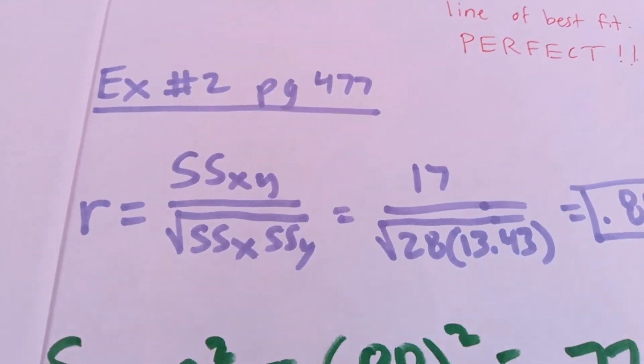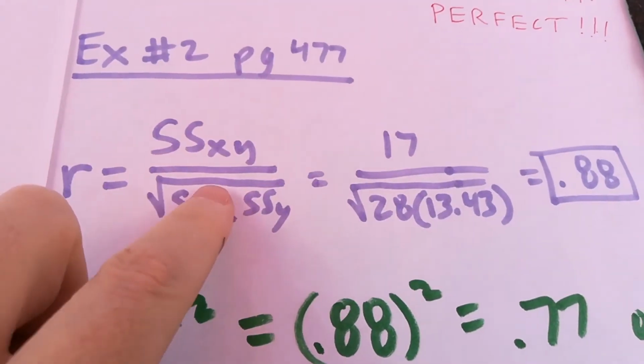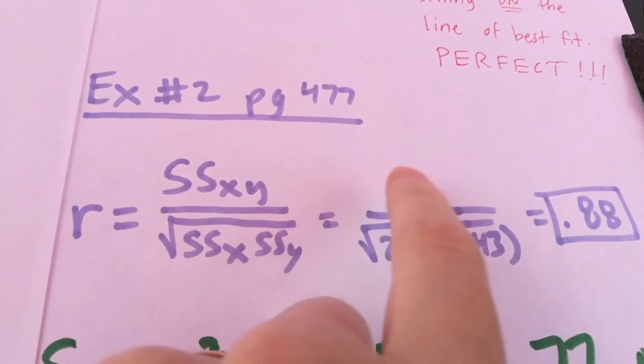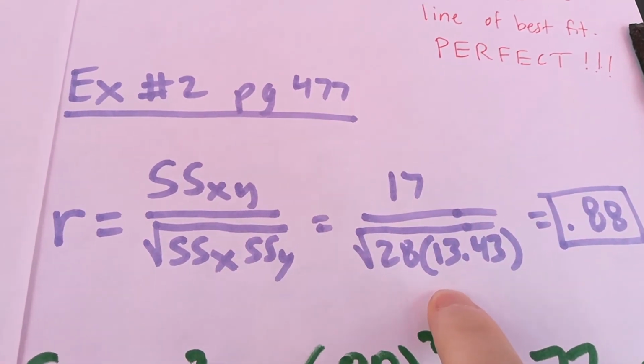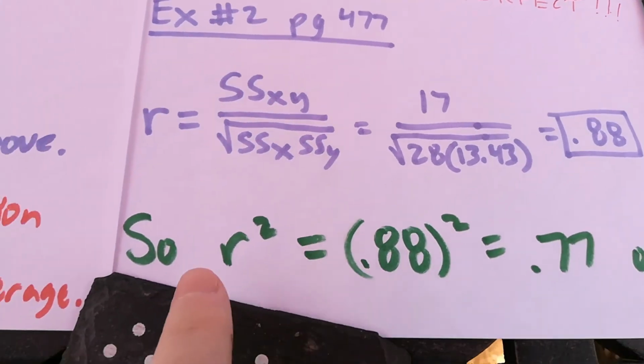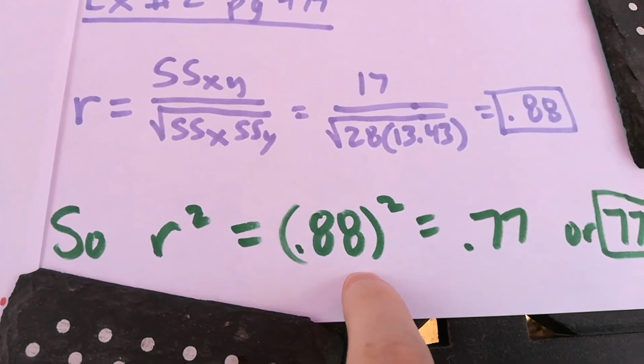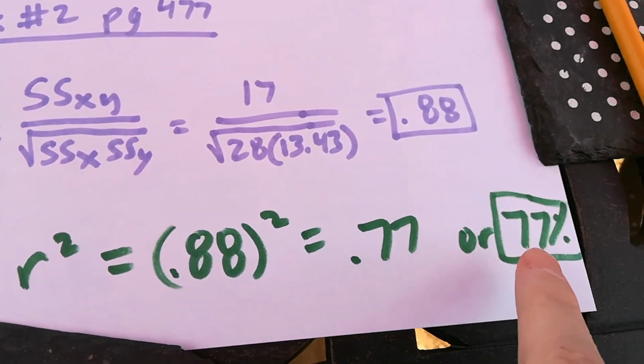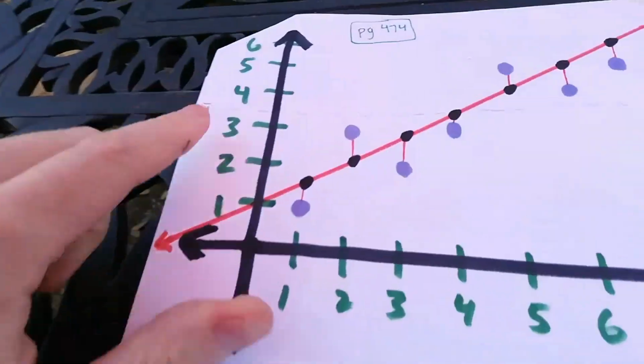Let's look. Example number 2, page 477. You find your R value by plugging in the values here, numbers that we gave you, and you find out that the correlation is 0.88. Well, then what's the R squared? The R squared is to square that 0.88. That's 0.77 or 77%. What that means is that our model, our best fit line, was 77% better than using our Y bar, right? Our average.